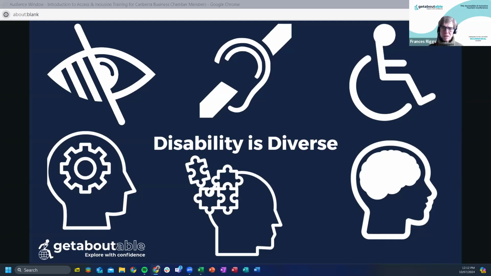Another category of disability is blindness and vision impairment. Vision impairment can range from blindness or very low vision to an inability to see particular colours. There are many variations of symbols for vision impairment. This one on the top left-hand side represents partial sight.